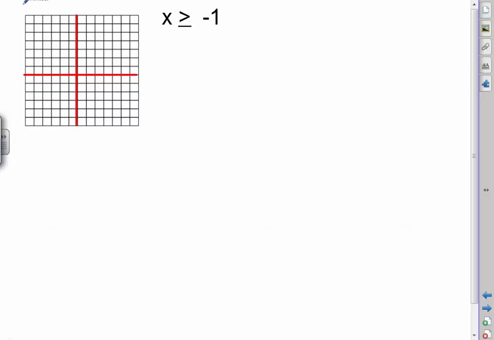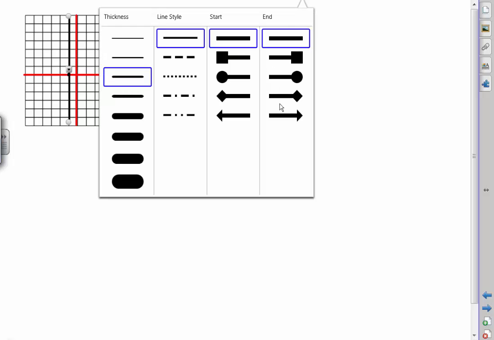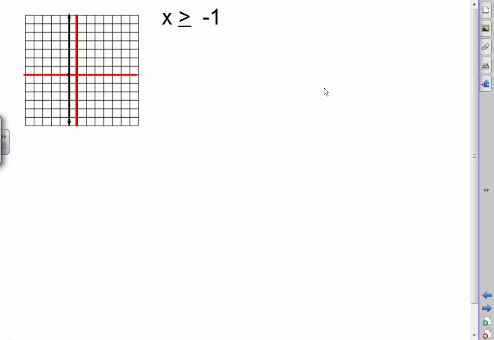Alright, x is greater than or equal to negative 1. So we come over here and we put a dot at negative 1. And we draw our vertical line this time through that point. And it says or equal to, so that means it's a solid line. And we make it have arrows on the end like all lines should have.